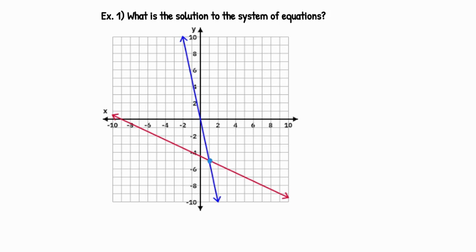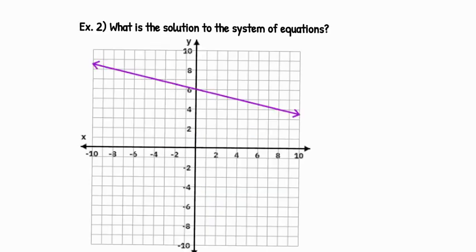So here we have an example of two lines, the blue line and the red line. You can see the point where they intersect is at (1, -5). It only has one solution. And again, if we had the two equations, that would be the one point that works for both of them. But we call it the solution.